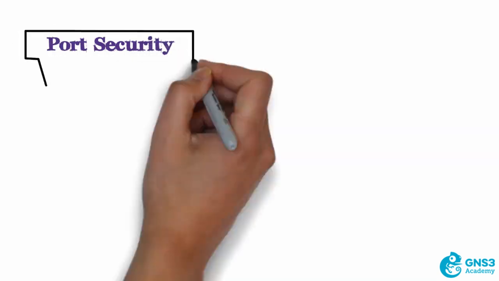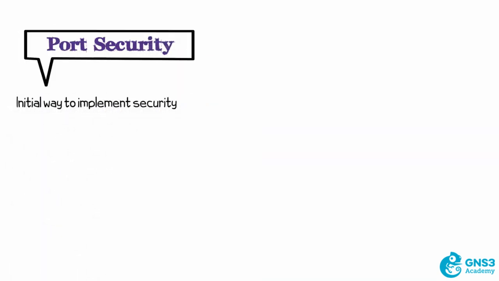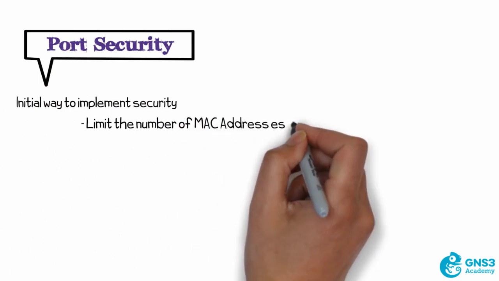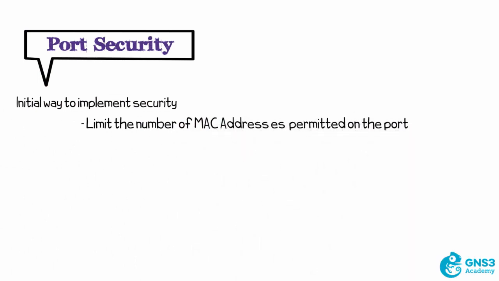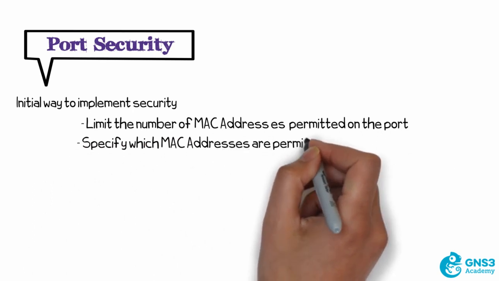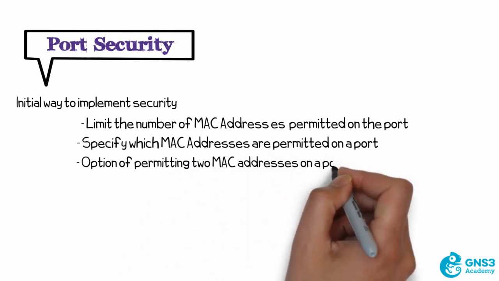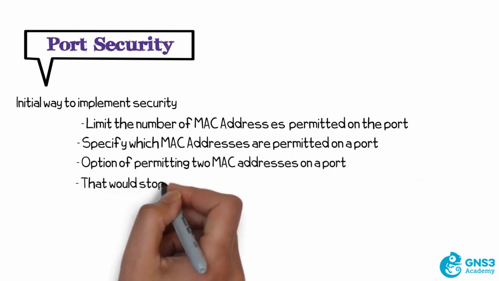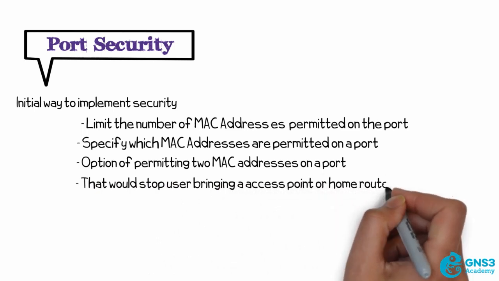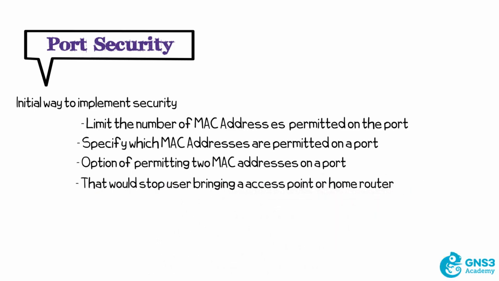Remember, port security is an initial way to implement security. It allows you to limit the number of MAC addresses permitted on a port, and it allows you to specify which MAC addresses are permitted on a port. You have the option of just permitting 2 MAC addresses on a port, but not worrying what those MAC addresses are. They would stop a user bringing an access point or home router to work and plugging it into the network and allowing their friends to access the network. Or you could be stricter and only allow specific MAC addresses on a port, so a user can't connect to a director's port and therefore have access to the director's VLAN.